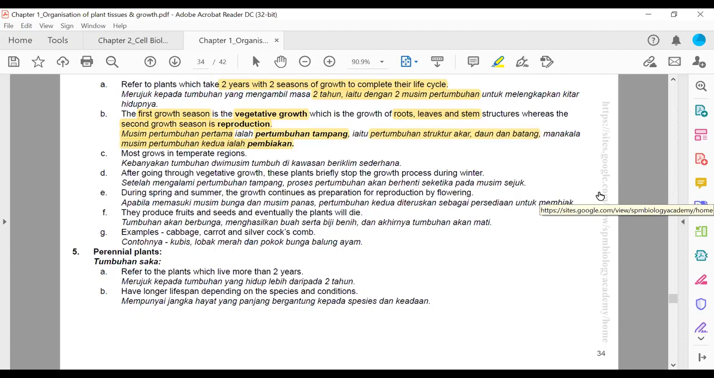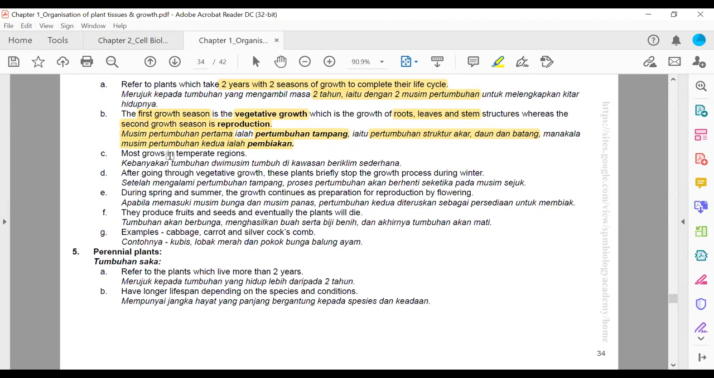So the first growth season, which is usually the first year, it is called the vegetative growth atau pertumbuhan tampang. What grows? Root, leaf, and stem. Root, leaf, and stem only during the first year of growth. Then after that, bila masuk ke tahun kedua, which is the second growth season, the second year, the second growth season is for reproduction. So they start producing flower, musim pembiakan, menghasilkan bunga, lepas tu buah, lepas buah mengeluarkan biji benih. So lepas mereka mengeluarkan biji benih, then they die off.